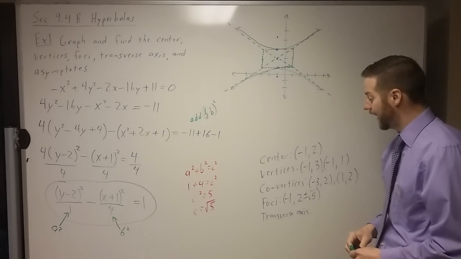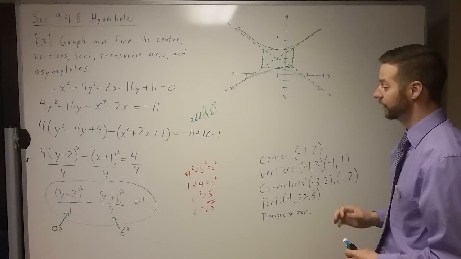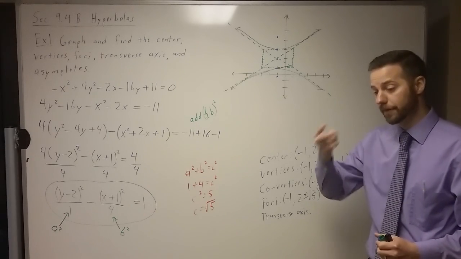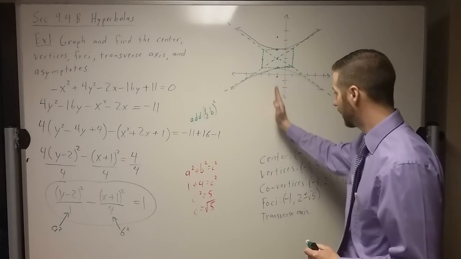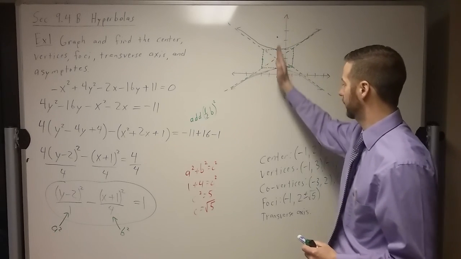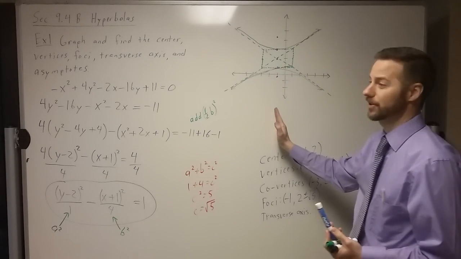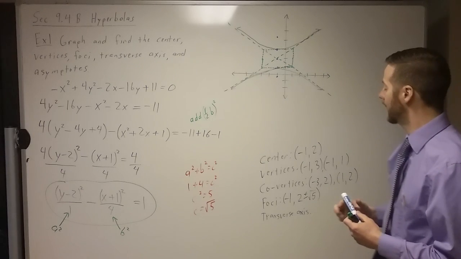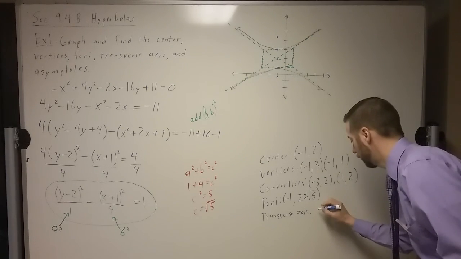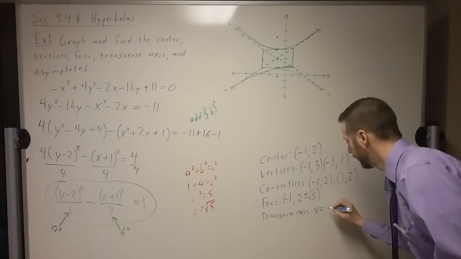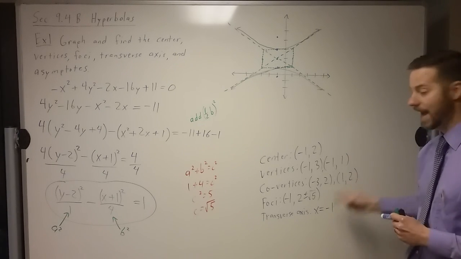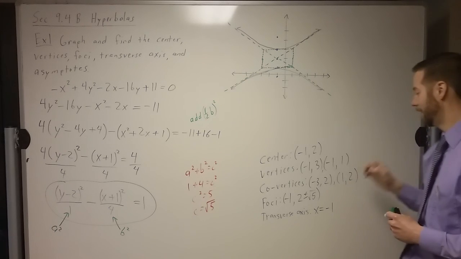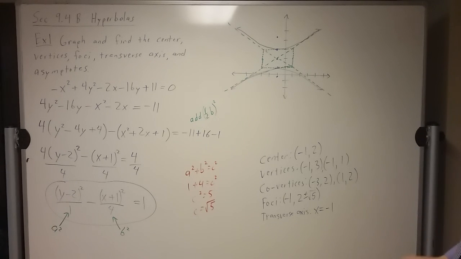And then the transverse axis. The transverse axis is the axis that goes through the center, the vertices, and the foci, which means that's this line right there. So the transverse axis on this one is left 1 unit and a vertical line. Remember, vertical lines are always x equals a number, and since we're left 1 unit, the transverse axis on this one is x equals -1.